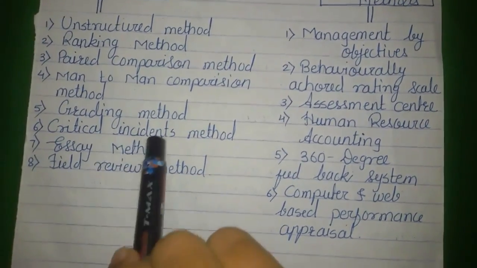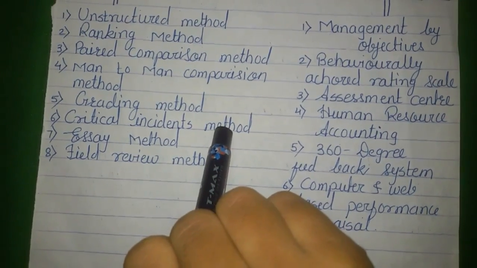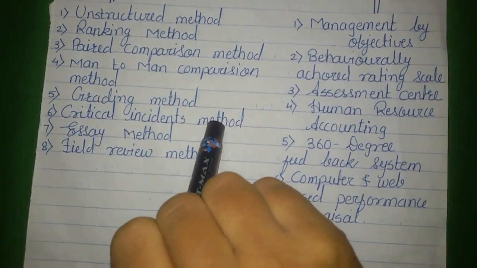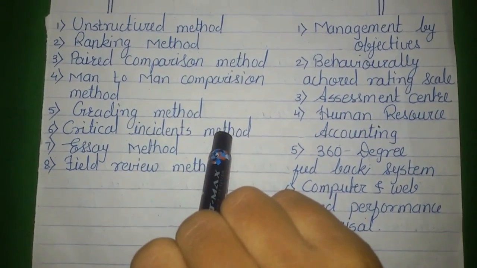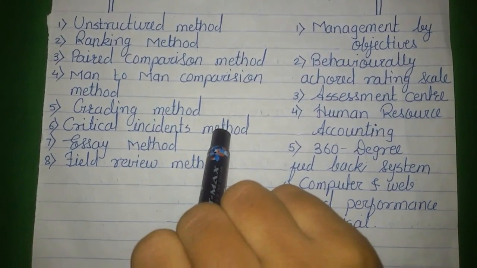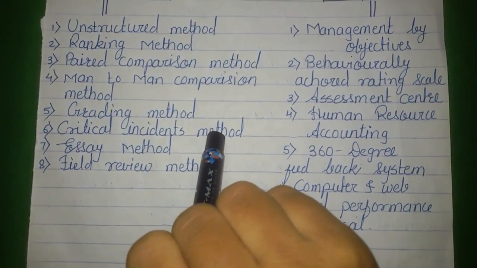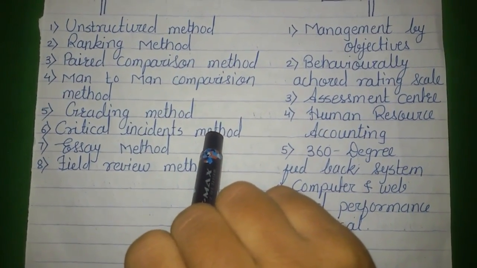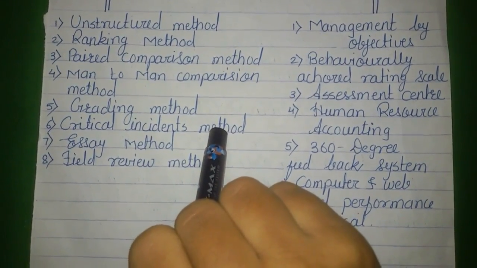Next, critical incident method. Critical incident method is also one of the traditional methods. Under this method, an incident has happened in an organization and how that employee handles that incident is judged. For example, there is a quarrel between two employees and how the manager is going to handle that quarrel between two employees is checked, and accordingly his performance is measured.